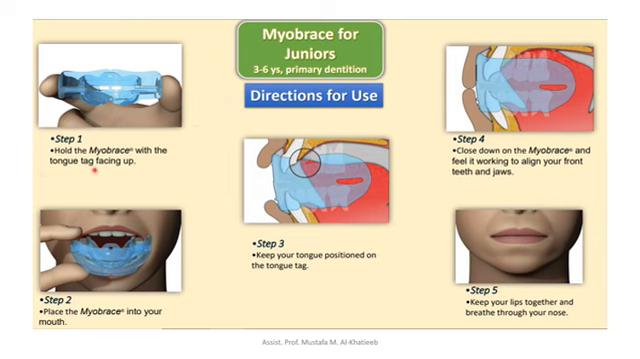Step 1, hold the Myobrace with the tongue tag facing up. Step 2, place the Myobrace in your mouth. Step 3, keep the tongue position on the tongue tag. Step 4, close down on the Myobrace and feel it working to align your front teeth and jaws. Step 5, keep your lips together and breathe through the nose.